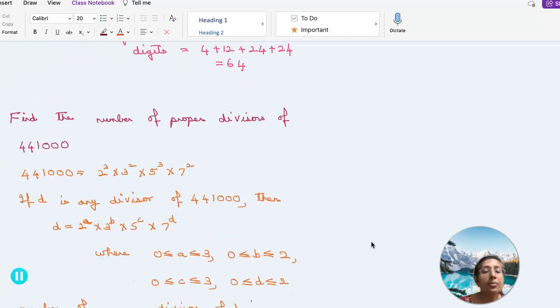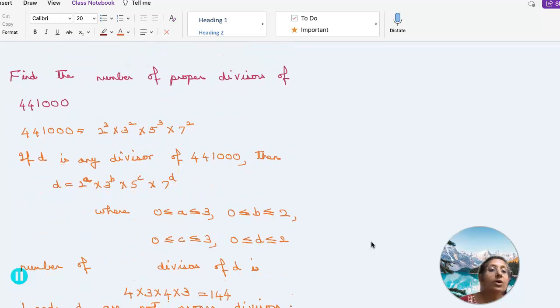Next is find the number of proper divisors of 441,000. If you factorize 441,000, you get 2 cubed into 3 squared into 5 cubed into 7 squared. This is the prime factorization.